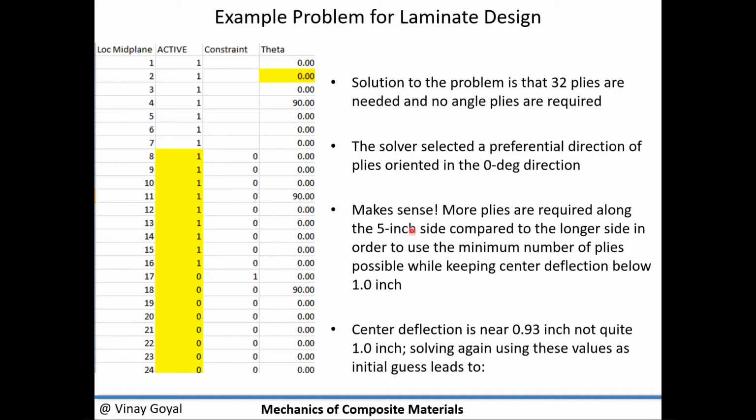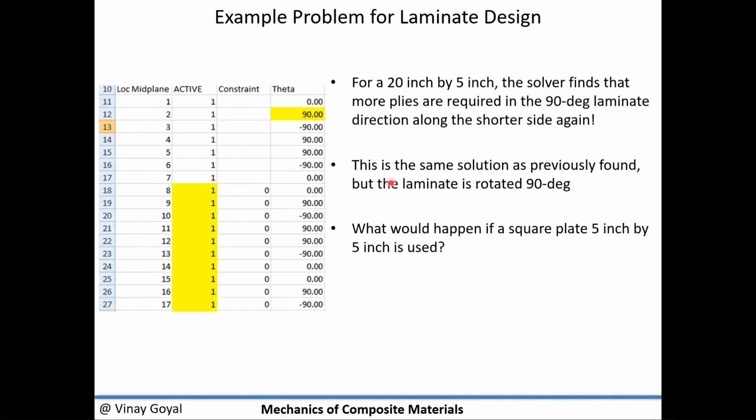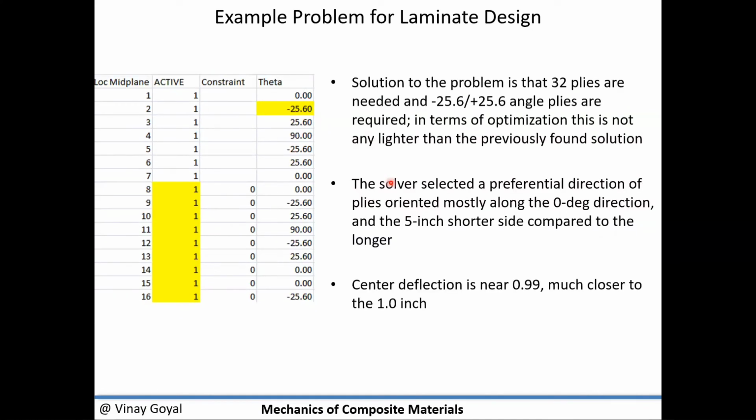What we find is that the center of deflection is near 0.93 inch, which is not quite 1. So you could probably solve again. And what you get is a value closer to 1. And then the ply angles got switched around to 20 plus minus 25 degrees. So it was able to figure out a better solution that got us closer. So again, hitting the solve button sometimes gets you closer to the solution.